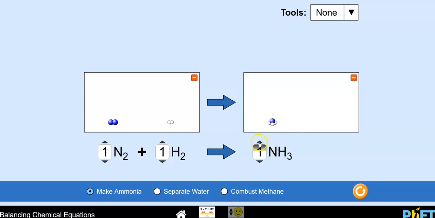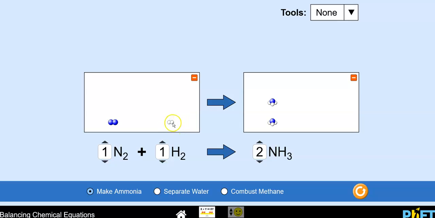I'm going to click the arrow to raise the coefficient in front of ammonia and add another ammonia molecule. Now you can look at the picture. There's one nitrogen in the top ammonia, one in the bottom ammonia, for a total of two nitrogen atoms, and two nitrogen atoms on the reactant side as well in the diatomic nitrogen molecule. So at that point, nitrogen is balanced. But we would need to factor in any other components of the equation.